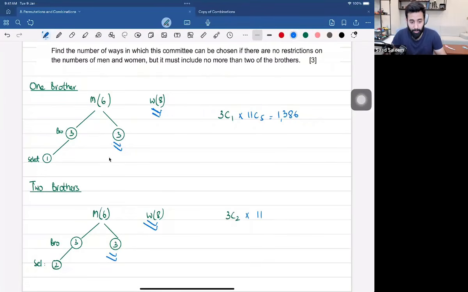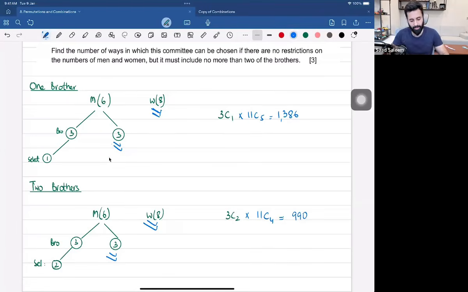But the question is, how many more people do we have to select? We now have to select 4 more people. We have already selected 2 brothers. That means of the 6 people committee, we've selected 2. Now we have to select 4 more, and we have 11 people left to do that. And that would be 11C4. So 3C2 into 11C4. Let's see what that is. That's equal to 990. Is that it?